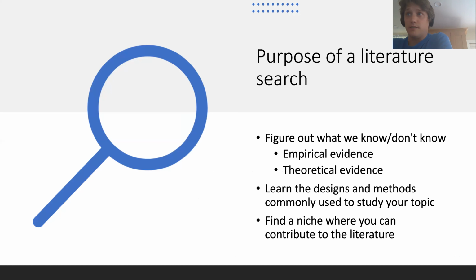The purpose of doing this is to figure out what we know about your topic, what we don't know about your topic, the empirical evidence, as well as different theories and other concepts that help us understand that empirical evidence. So you're going to have arguments that you want to make about your topic. You're going to need to learn what we know so that you can make intelligent arguments and, for your own ideas, support what you think is true based on the empirical evidence and the theories about that topic. You can also learn the designs and methods that are commonly used to study your topic.